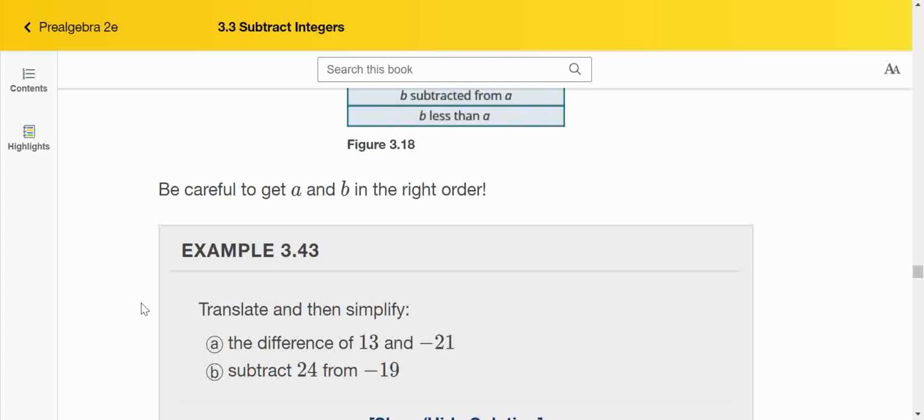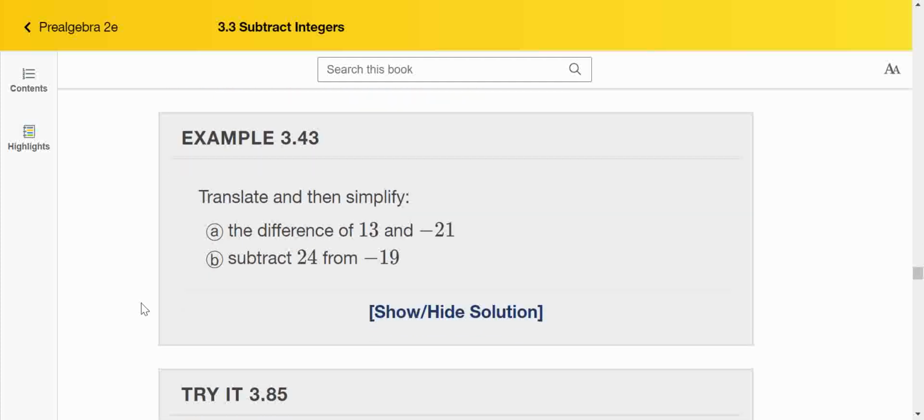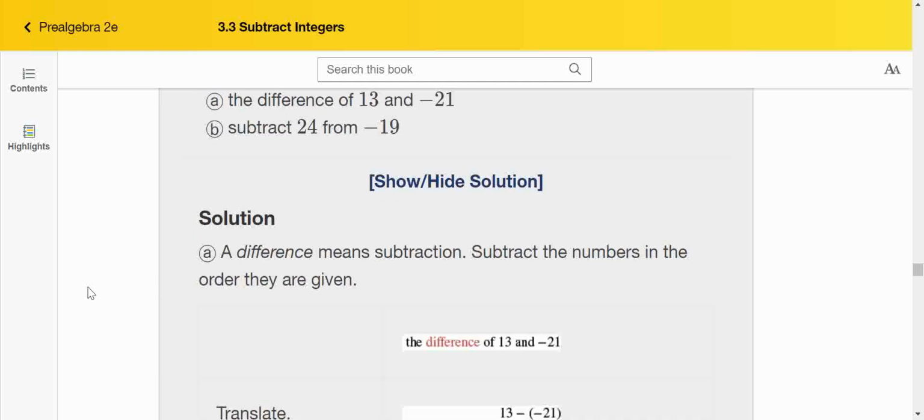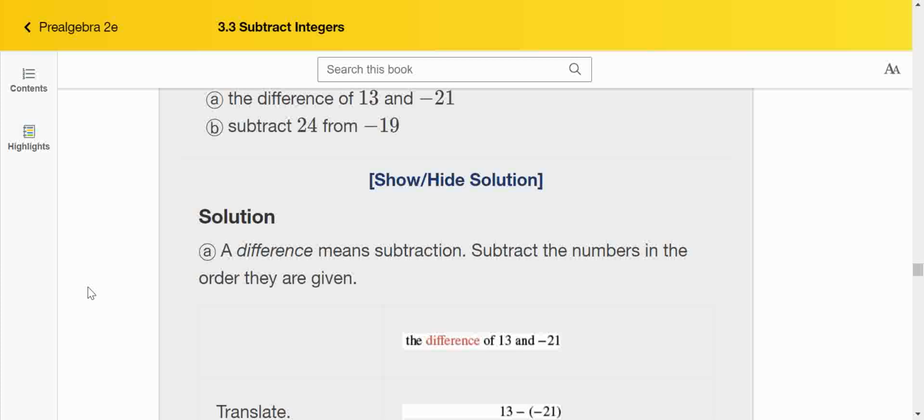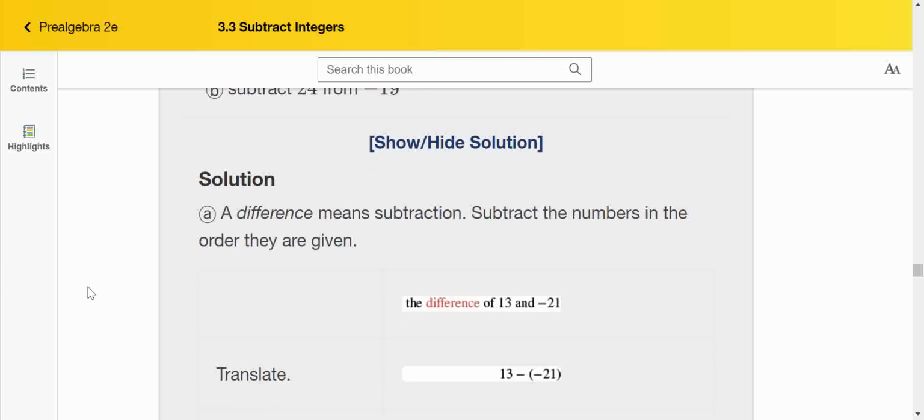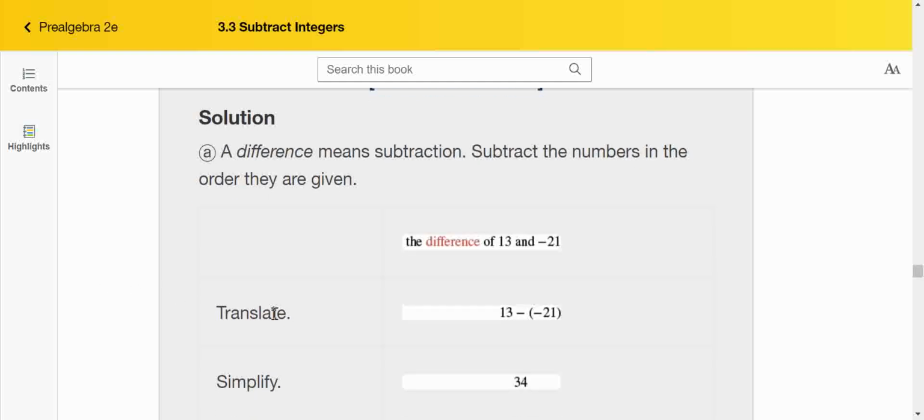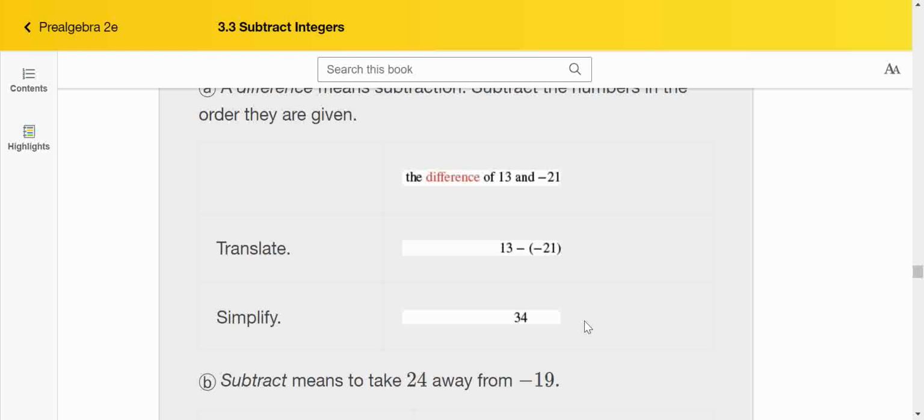Example 3.43, translate and then simplify. A, the difference of 13 and minus 21. B, subtract 24 from minus 19. Solution, A. A difference means subtraction. Subtract the numbers in the order that they are given. So we first translate it. The difference of 13 and minus 21 is 13 minus minus 21. Simplify, and we get 34.